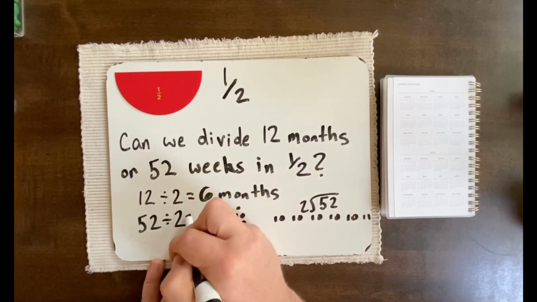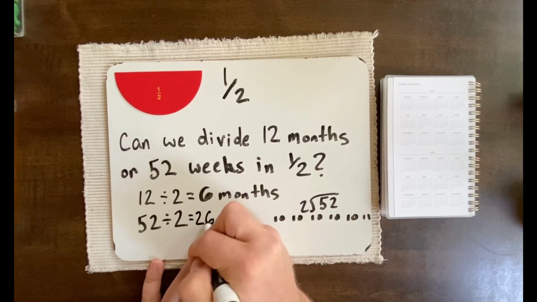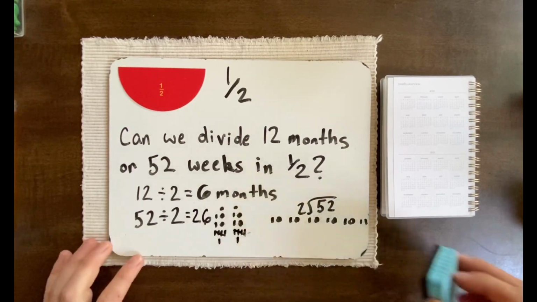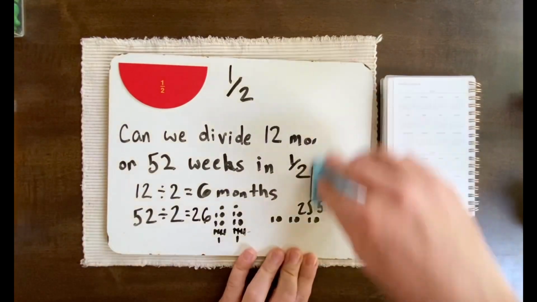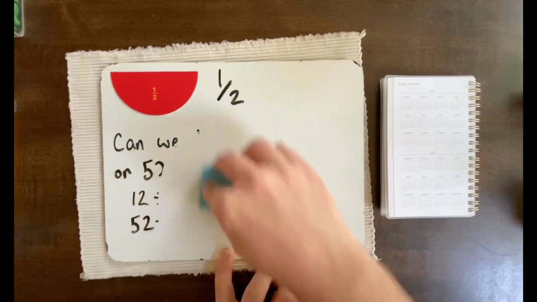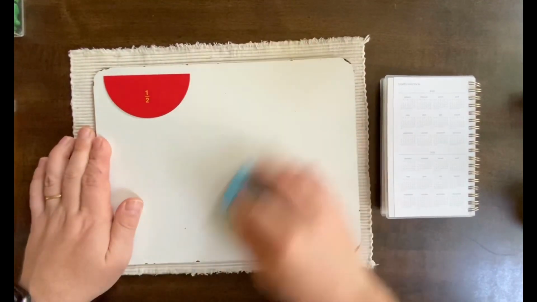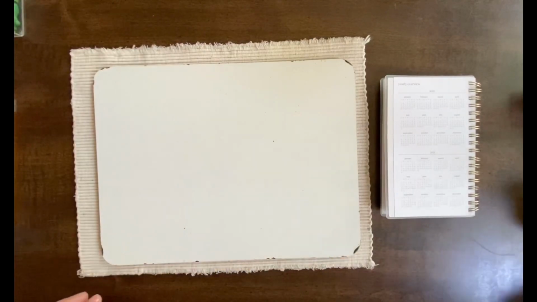So it looks like 12 months divided by 2 is 6 months. 12 months in half is 6 months. 52 weeks divided by 2, or 52 weeks split in half, is 26 weeks. Let's continue on down our fraction number line here, and let's check out a third.